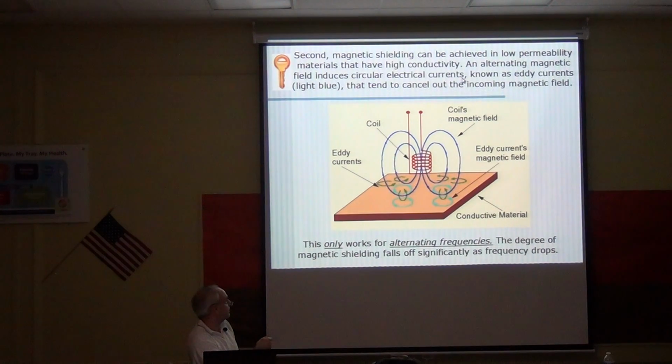In this particular case, you've got an alternating current going through a coil, and it creates magnetic fields that induce these little blue circular currents in the material itself, called eddy currents. The effect that everybody's heard of is called the skin effect. With an alternating current, basically all of your current is passed on the outside of the conductor. So get on through that.